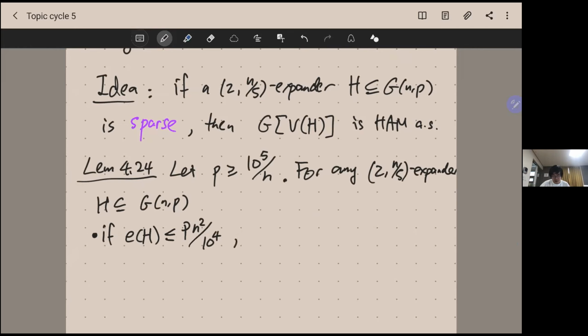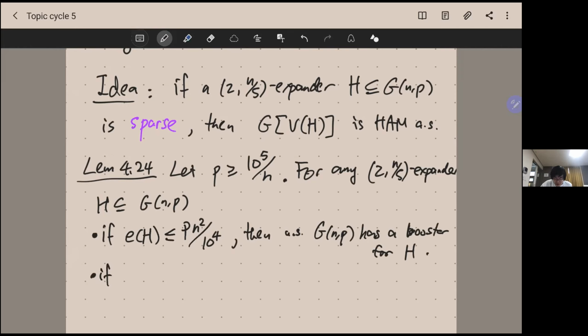Then almost surely, G(n,p) has a booster for H. Recall that a booster is something that you can add to H to increase the length of the longest path until the graph becomes Hamiltonian. So in particular, if you add n boosters iteratively, then you can make the graph Hamiltonian. So all we need to prove is the first one: when it's sparse, you have a booster.